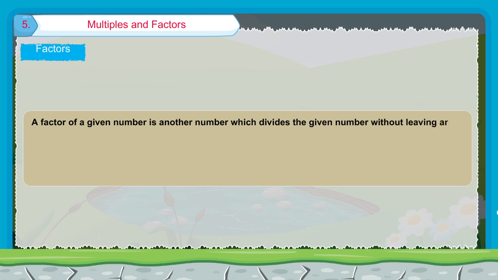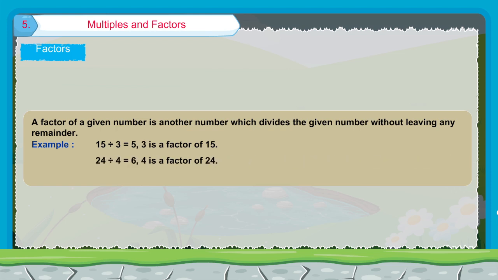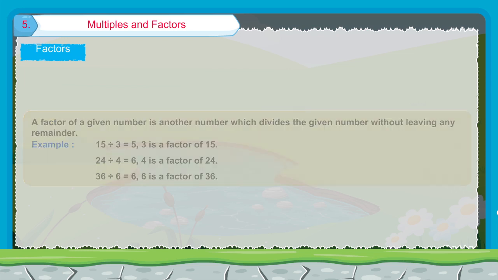Factors. A factor of a given number is another number which divides the given number without leaving any remainder. Example: 15 divided by 3 is equal to 5. 3 is a factor of 15. 24 divided by 4 is equal to 6. 4 is a factor of 24. 36 divided by 6 is equal to 6. 6 is a factor of 36.